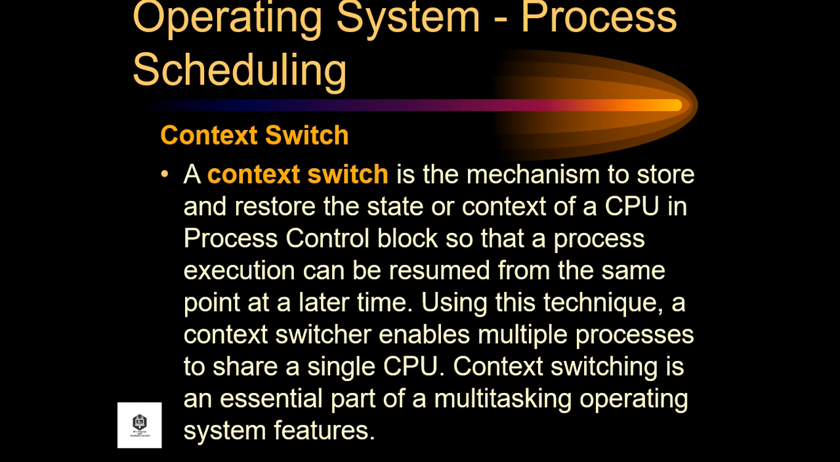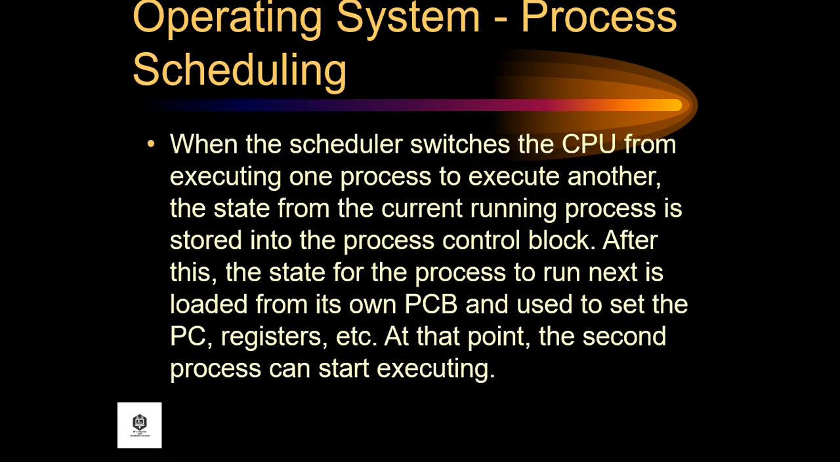Let us define the context switch. A context switch is the mechanism to store and restore the state or context of a CPU in the process control block so that the process execution can be resumed from the same point at a later time. Using this technique, a context switcher enables multiple processes to share a single CPU. Context switching is an essential part of a multitasking operating system's features.